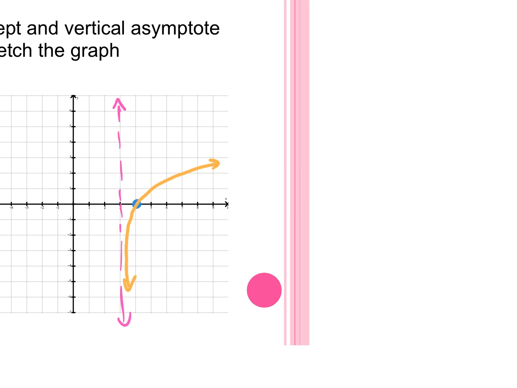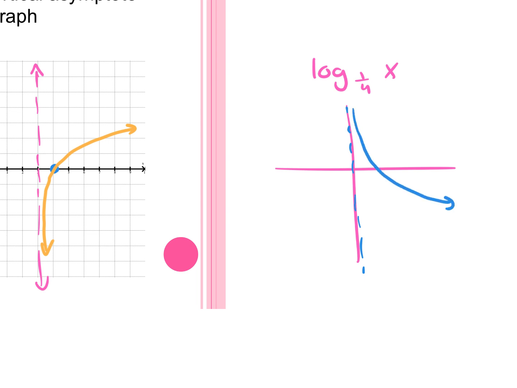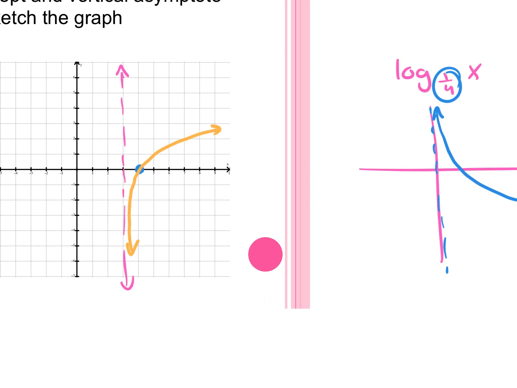So if we had something, let's say like log base 1/4 of x, our graph would look like this, where it just switches directions. So it depends on your base. So just keep that in mind. If our base is greater than 1, it's going to keep that shape where it goes down to -infinity together. If the base is in between 0 and 1, then it just flips.